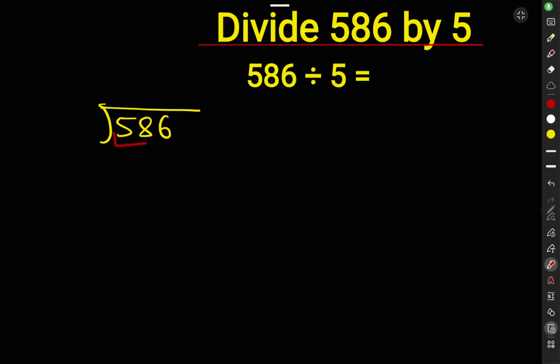Divide 586 by 5 in long division method.